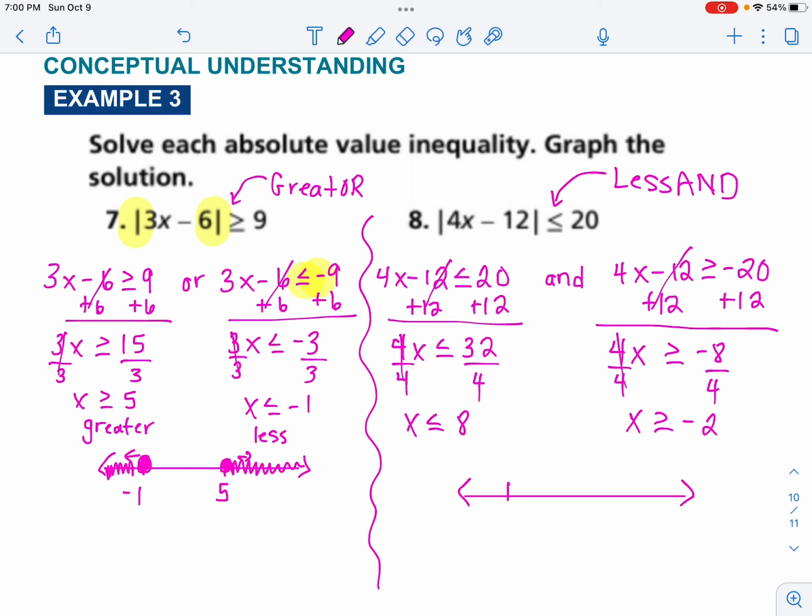So on my number line, smaller number goes to your left, larger number to the right. My values of x are greater than or equal to negative 2, so I'm going to have a closed circle. And the values that are greater than go this way. Versus at 8, I have a closed circle, but this time my values are less than or equal to, making them go to the left. And they'll end up shaded in the middle.